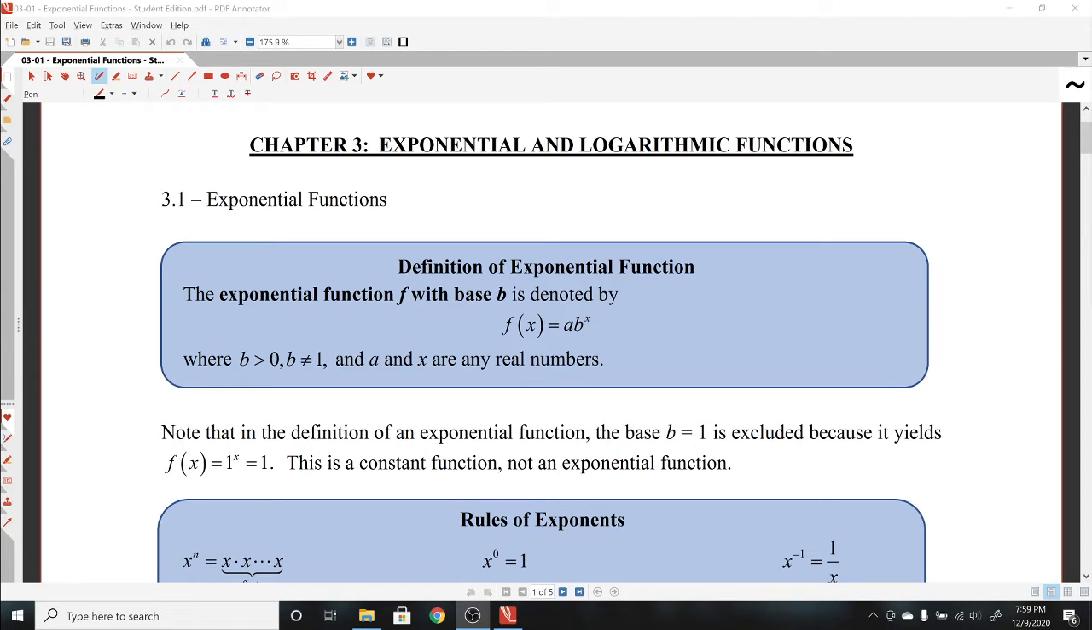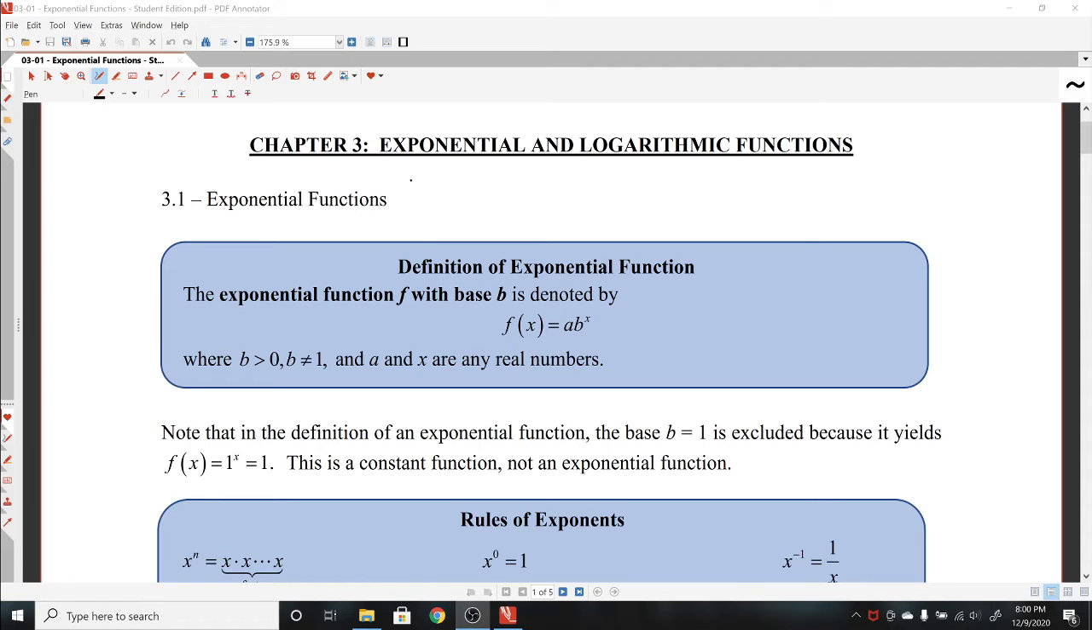All right, let's start chapter 3, exponential and logarithmic functions. We'll do exponential functions today, and we'll do logarithmic functions on Monday and Tuesday. We'll combine them both on Thursday and Friday of next week, and then we'll talk about what happens the following week, the week of Christmas vacation. So let's start with exponential functions.